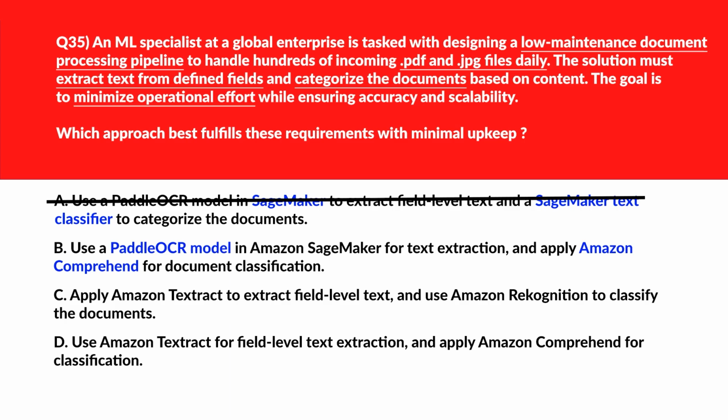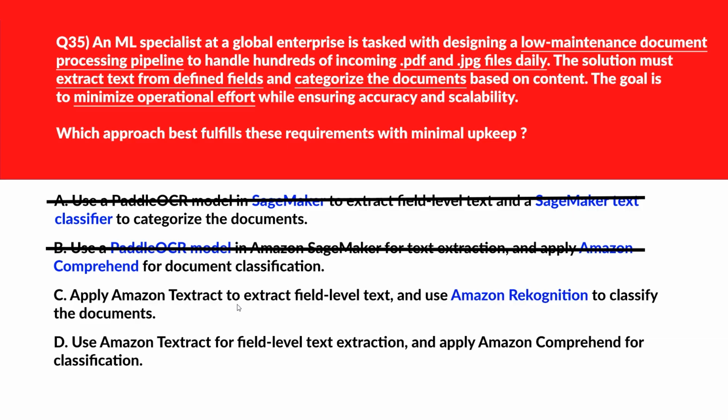Now let's move to B. B says use PaddleOCR model in SageMaker for text extraction and apply Comprehend for document classification. PaddleOCR lacks native integration with Comprehend, requiring manual orchestration. We'll delete this. Let's move to option C.